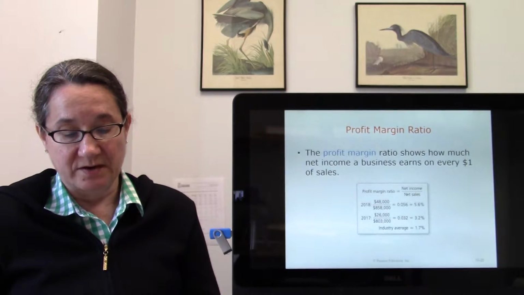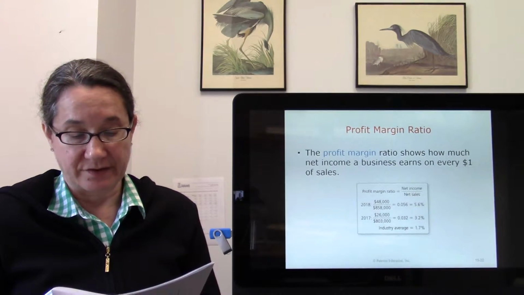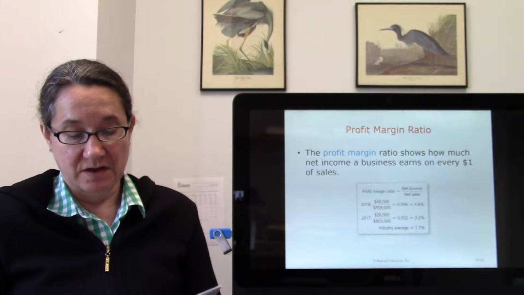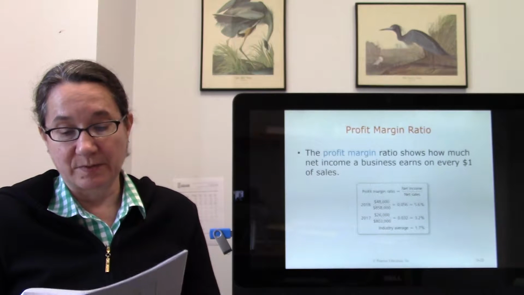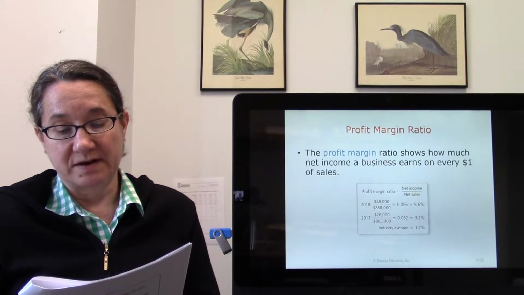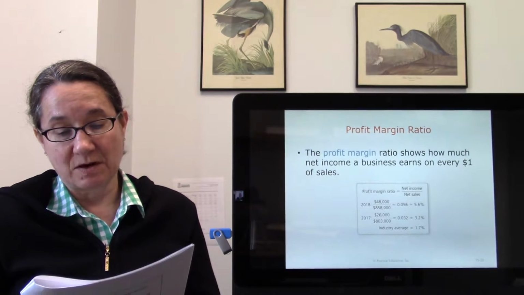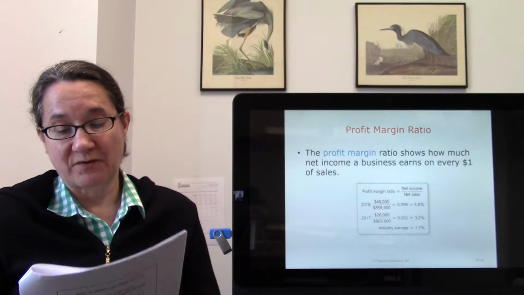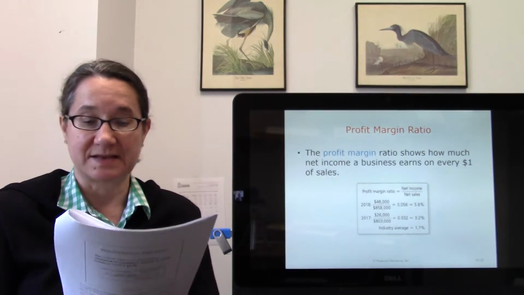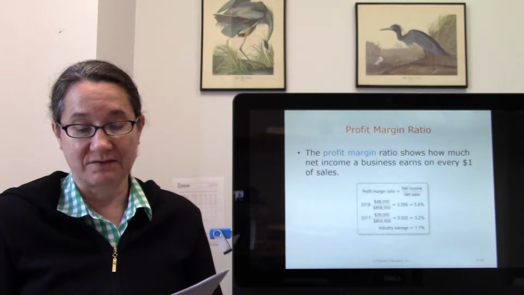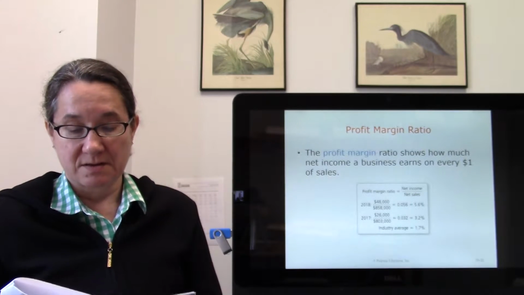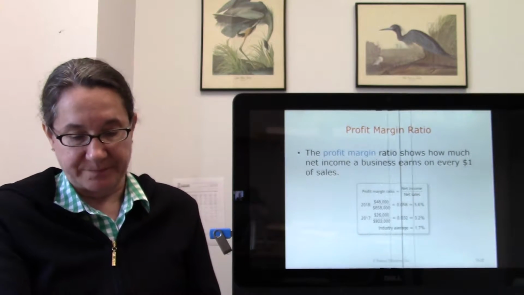All right, profit margin ratio equals net income divided by net sales. This ratio focuses on profitability. The higher the profit margin, the more sales dollars end up as profit. So in our example, our company has in 2017 a 3.2 profit margin, in 2018 a 5.6 profit margin. So the profit margin is growing. So every time they make a sale, they get more profit from that sale, and it's better than industry average. Industry average is only 1.7%, which seems pretty low, not real profitable. So great, we're doing better in that ratio.